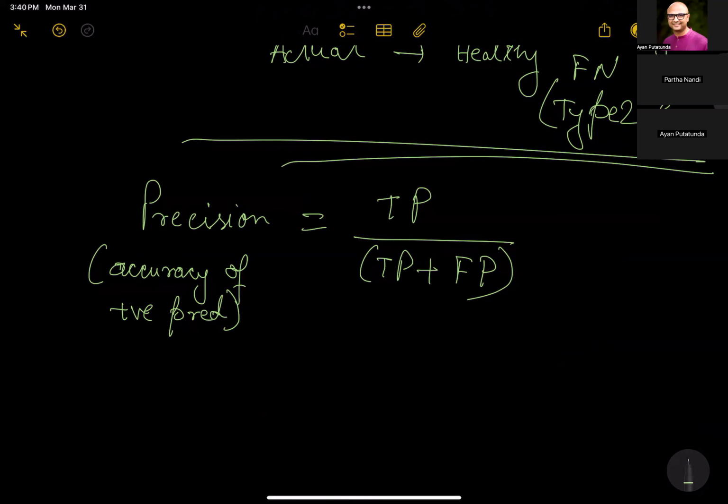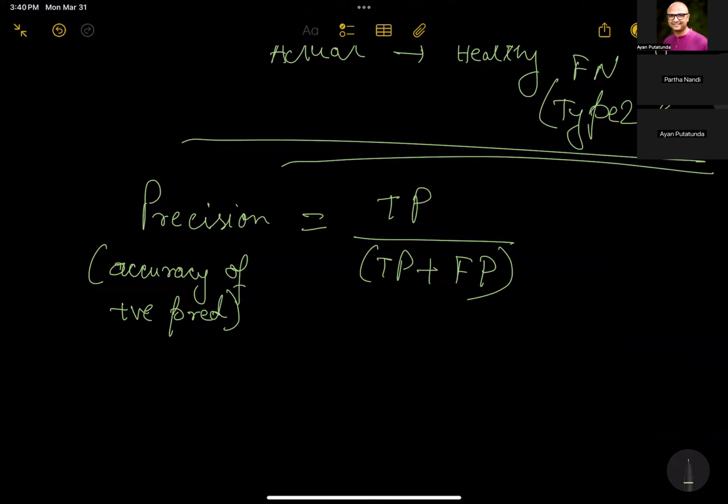It's kind of 50%? Out of the whole positive. No, it is not 50%. It can be anything. It can be 80%, it can be 20%, it can be 48%, whatever. It depends. What we need to understand is that this is a measure of accuracy of the positive prediction.